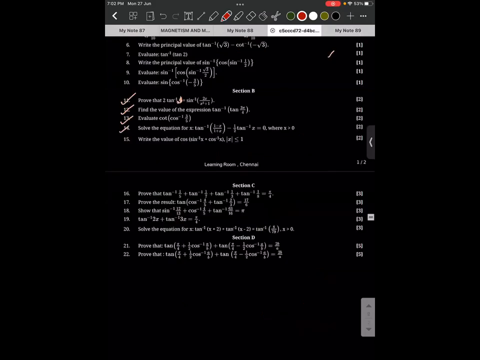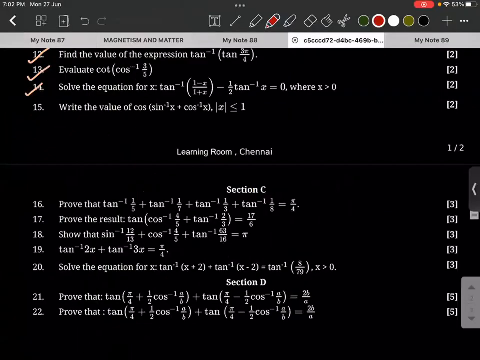So next question is, write the value of cos of (sin inverse x plus cos inverse x). What is sin inverse x plus cos inverse x? Pi by 2. So cos of pi by 2 is 0. That's it.